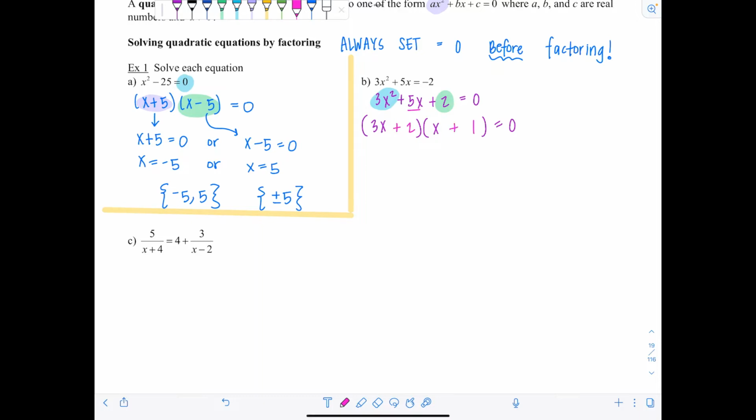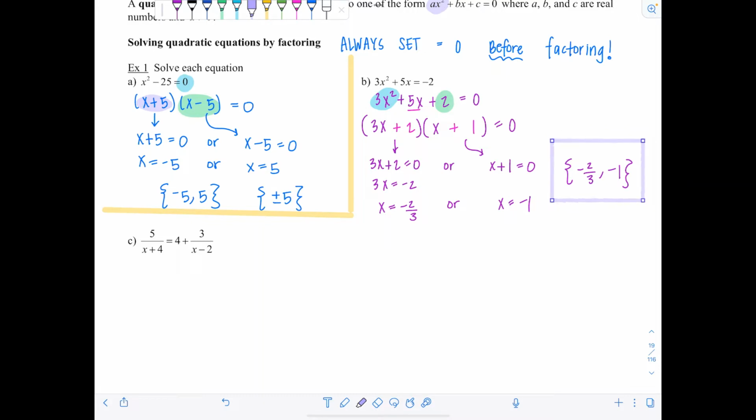Then from here, set each factor equal to 0. So 3x plus 2 equals 0, or x plus 1 equals 0. So 3x equals negative 2, x is negative 2/3, or x equals negative 1. We didn't talk about restrictions, but there aren't any so far, so I'm not stressing. I will start stressing in just a moment. Okay, let's move on.